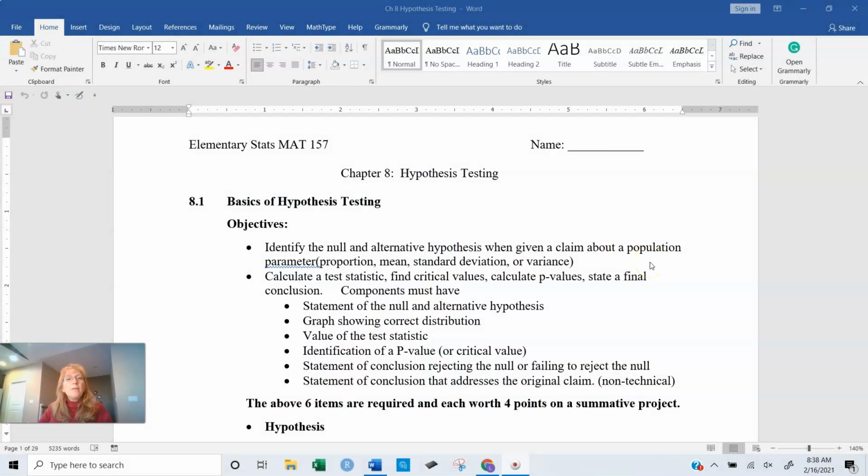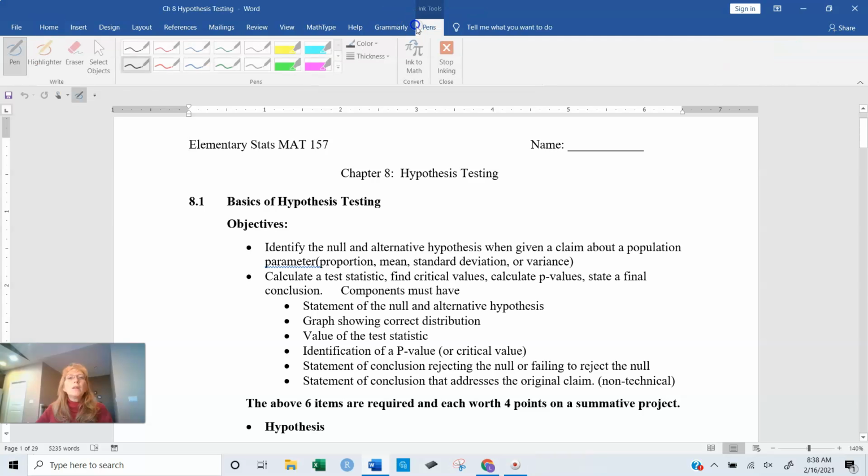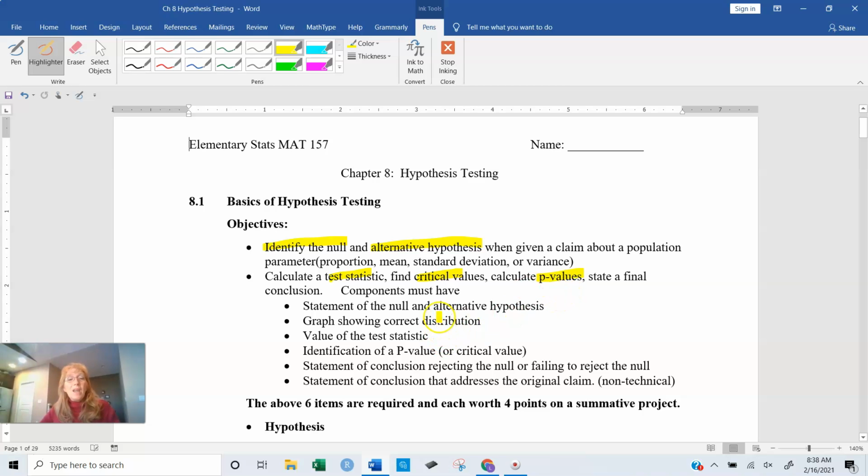All right, we're going to identify the null and the alternative hypothesis. The null is your statement that has the equal sign, and then the alternative is the non-equal, which we'll talk about in a little bit. We'll talk about a test statistic, a critical value, and p-values, because there are different ways to see if you're correct or not correct. We'll make statements with the null and the alternative hypothesis. We will do graphing. We will test the statistic, we will identify a p-value or the critical value, and we will make a conclusion rejecting the null or failing to reject the null.